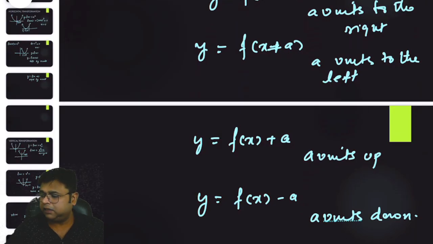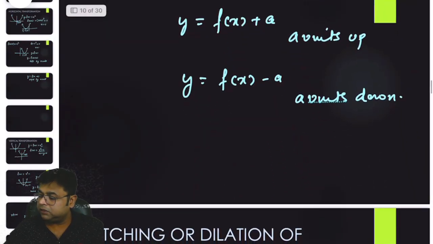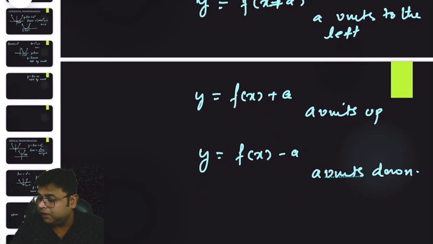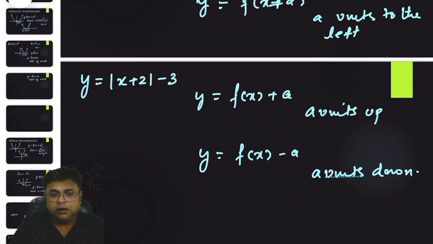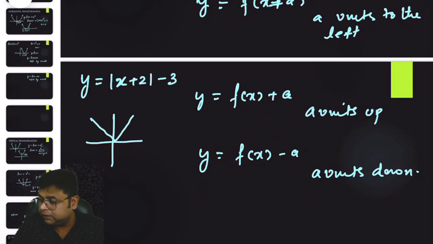to translate the graph. For example, suppose we have a graph y equal to mod of x plus 2, minus 3. Now, there is only translation, there is no change in the shape of the graph. The reason is there is no coefficient of x, there is no change in the degree of x. So I know the graph of mod x is this.